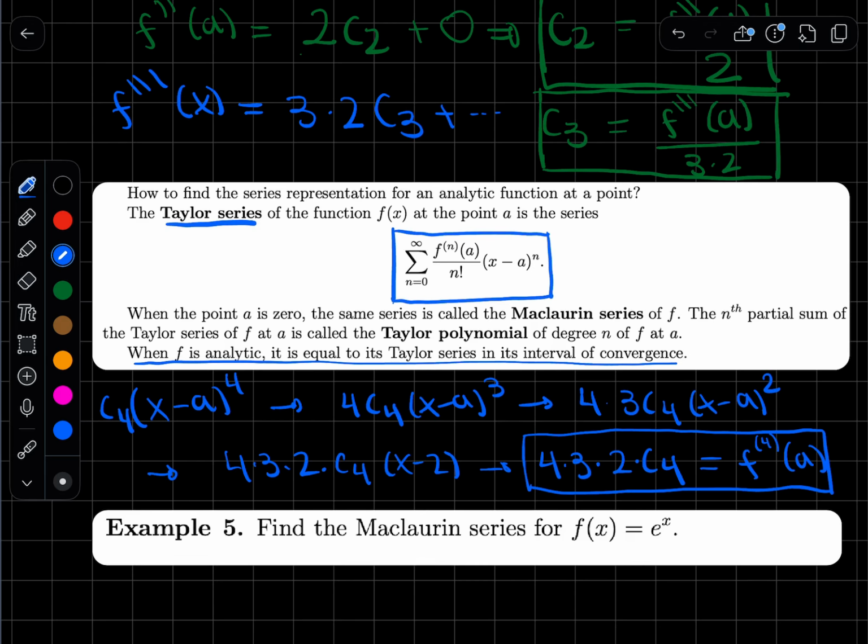Calculus 3 in general. It's also important to know that whenever a equals 0, so the center of the series is 0, then you call it the Maclaurin series. I think it's kind of a silly distinction. It has to do with history. Maclaurin was famous for working with this type of series, and generally speaking, you work with the series at 0. This is the most common type of series.